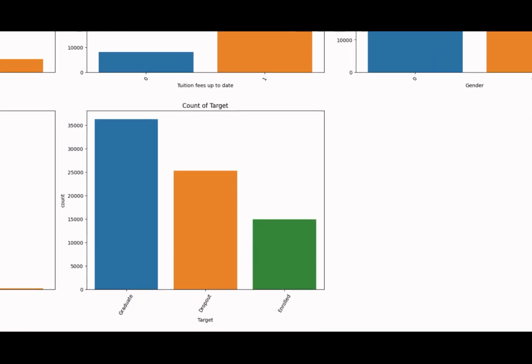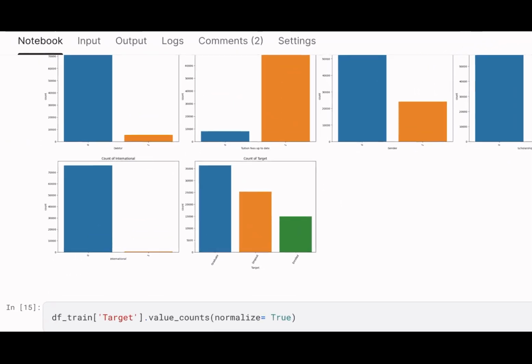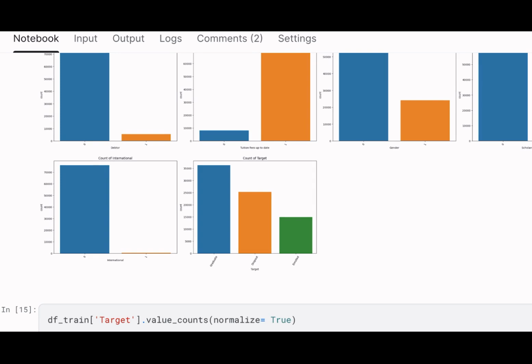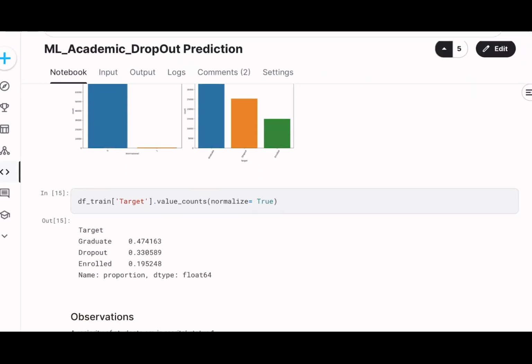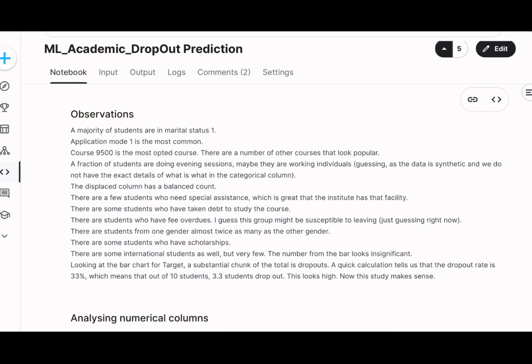Let me zoom in. If you see the relative frequencies, the count of dropout is in the middle of the graduate and the enrolled. So we have good data to analyze. It's not skewed toward one data point. I've also done a quick value counts and normalized the data to see the percentage. The percentage of dropouts in the data is about one third of the total data points. That is good. And these are some of the observations that I have written based on looking at the categorical charts.